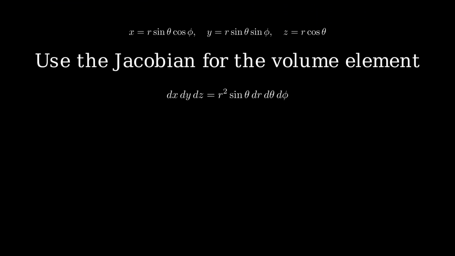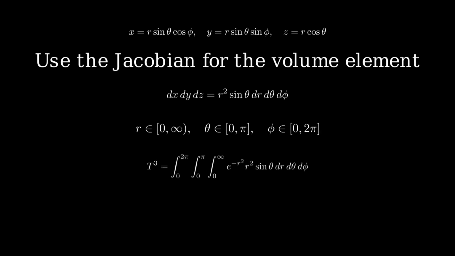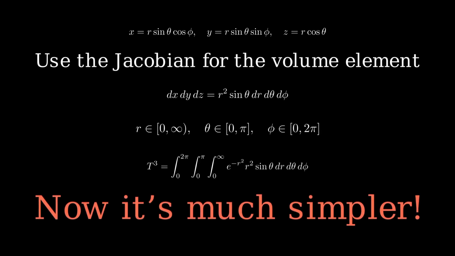To change variables, we use the Jacobian, which gives us dx, dy, dz equals r squared sine theta dr d theta d phi. Our limits are r from 0 to infinity, theta from 0 to pi, and phi from 0 to 2 pi. With all that, we can rewrite our triple integral as t cubed equals the integral from 0 to 2 pi in phi, 0 to pi in theta, and 0 to infinity in r of e to the negative r squared times sine theta dr d theta d phi. This is looking so much better.